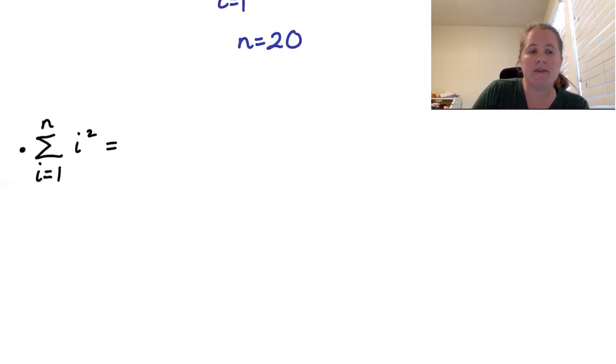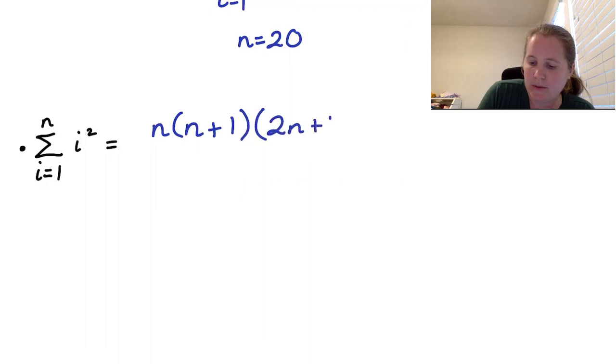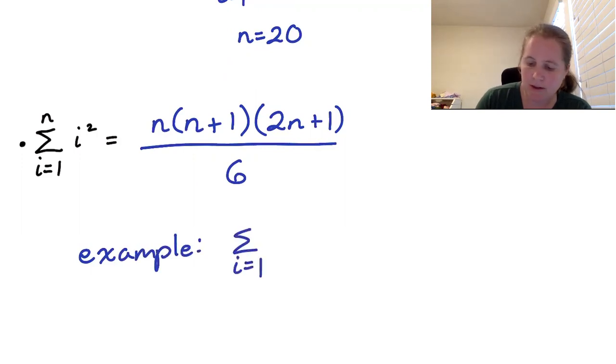And then next up, let's do the summation from i equals 1 to n of i squared. It turns out that this is n times n plus 1 times 2n plus 1 divided by 6. So for an example, let's go ahead and do the summation from i equals 1 to 12 of i squared.